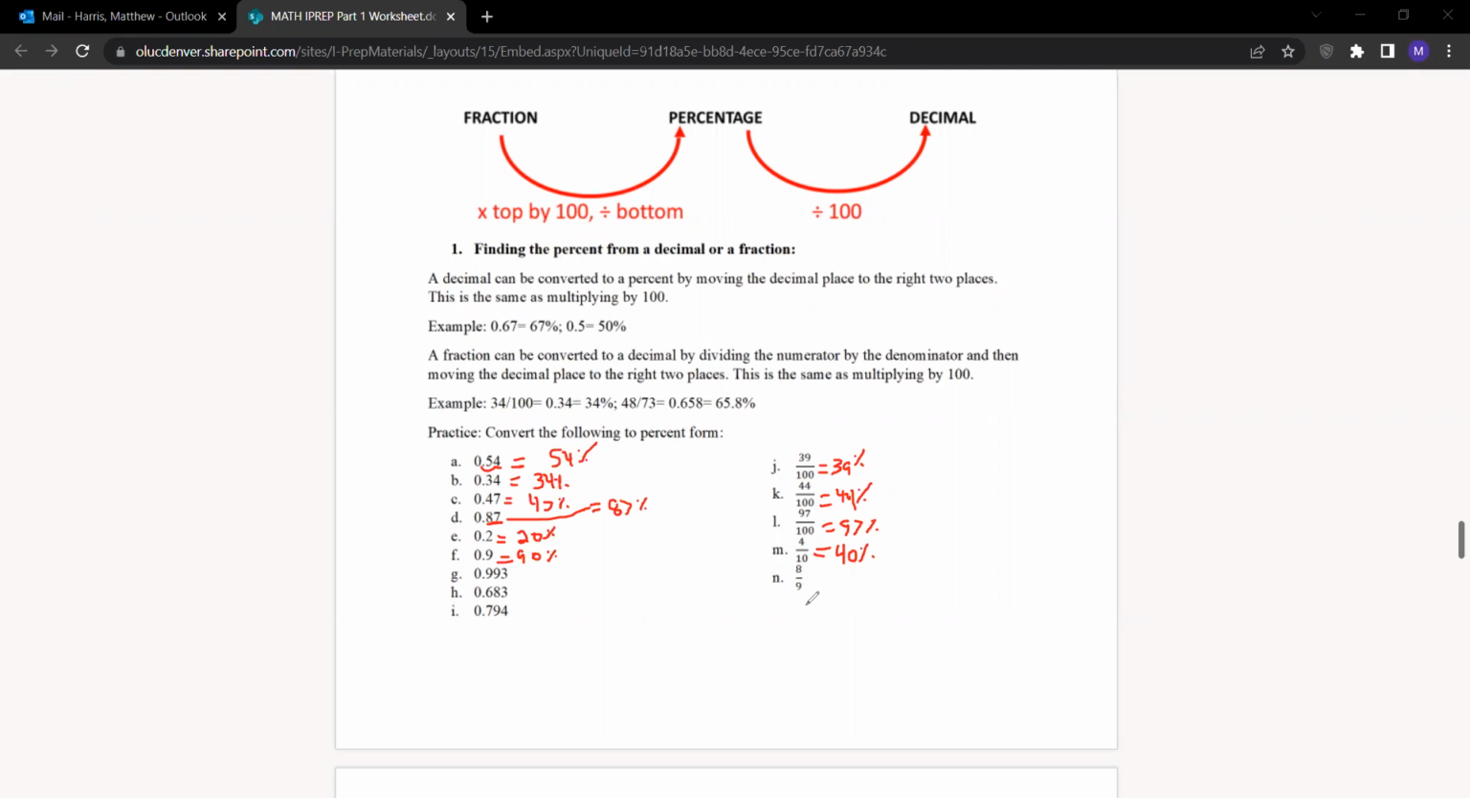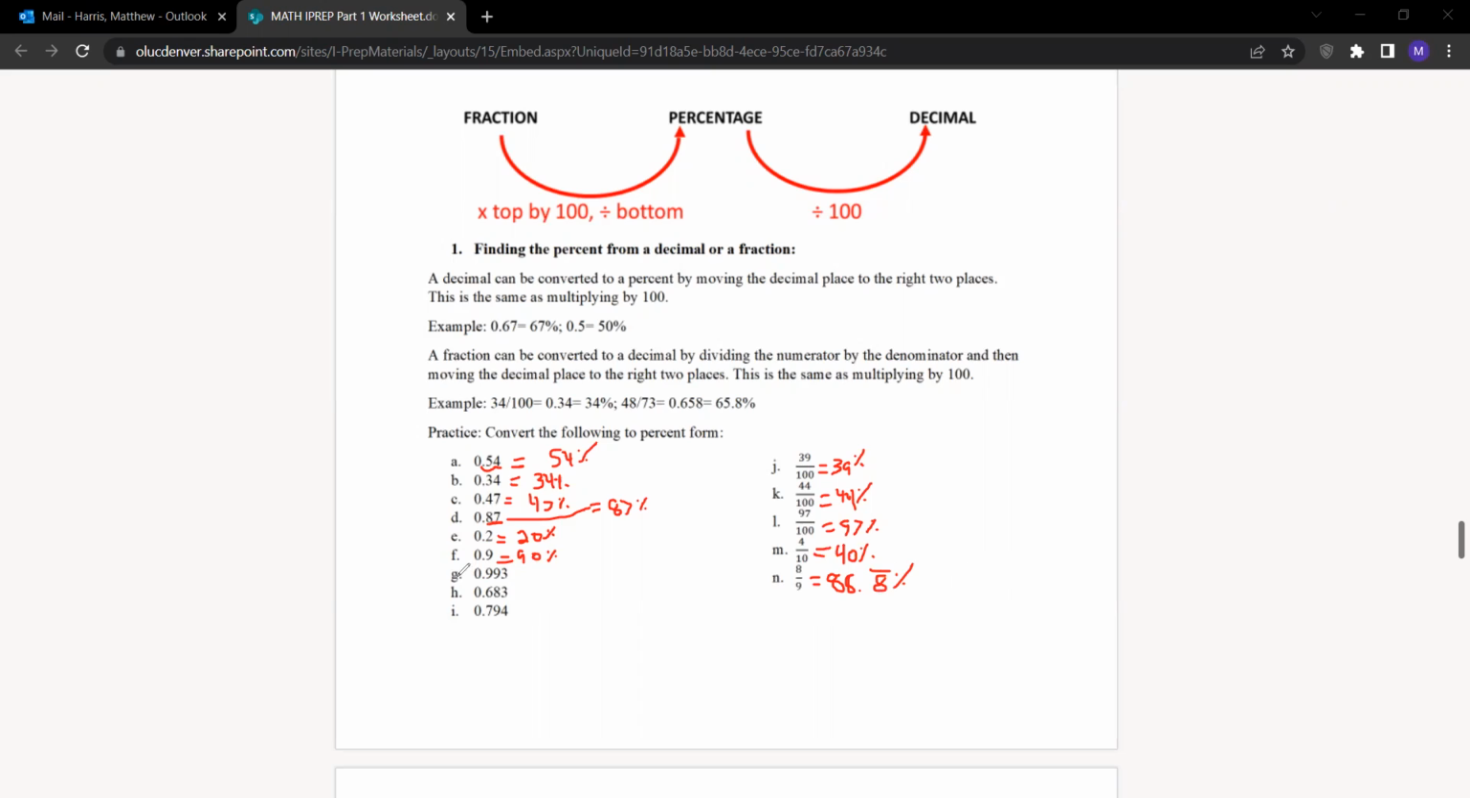And we have 8 divided by 9. This one's even more complicated, right? But it's actually going to be the same as the last one we just did. I do 8 times 100, which is 800, divided by 9. And you're going to get 88.8 repeating percent. That 88.8 is going to go on forever and ever.